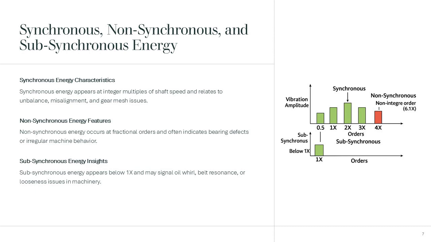Now let's go to the next, subsynchronous energy, below 1x or below 1 order. Peak at 0.5x or 0.5 orders, below running speed, is defined as subsynchronous. It cannot be caused by normal shaft rotation. Typical real causes: oil whirl or oil whip from journal bearings. Belt resonance, severe looseness, fluid-induced instability. Vibration analysis category 2 rule for this is peaks below 1x or 1 order are always significant.